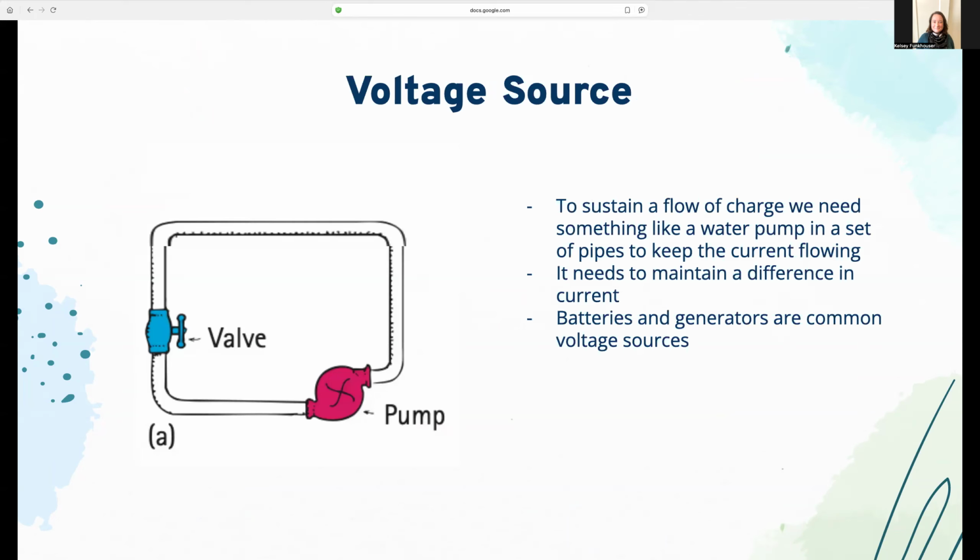So, in order to sustain the flow of charge, we need something like a water pump in a set of pipes to keep the current flowing. It needs to maintain a difference in the voltage. Sorry, that's a typo. And we would call this a voltage source. Batteries and generators are common voltage sources.